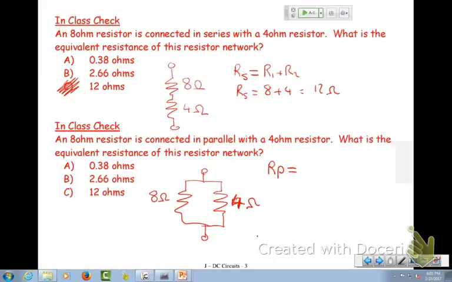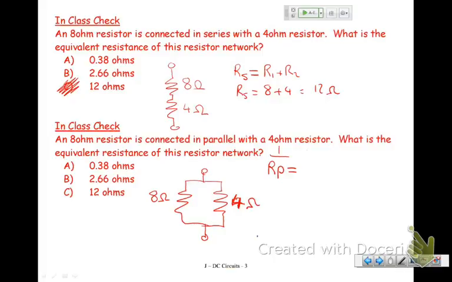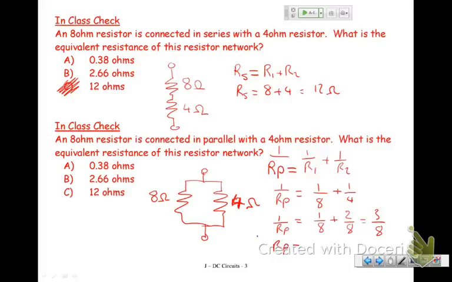Oh, yeah. So in parallel, of course, we've got to add inversely. So 1 over Rp equals 1 over R1 plus 1 over R2. So 1 over Rp is equal to 1 over 8 plus 1 over 4. So 1 over Rp is equal to 1 over 8 plus 2 over 8, because I want a common denominator, which equals 3 over 8. So Rp is equal to 8 over 3, which equals 2.66 ohms. So it's B.